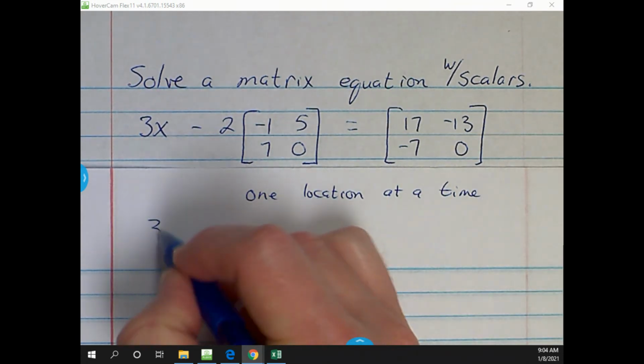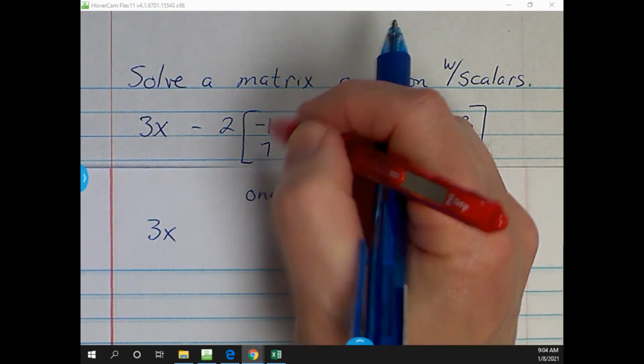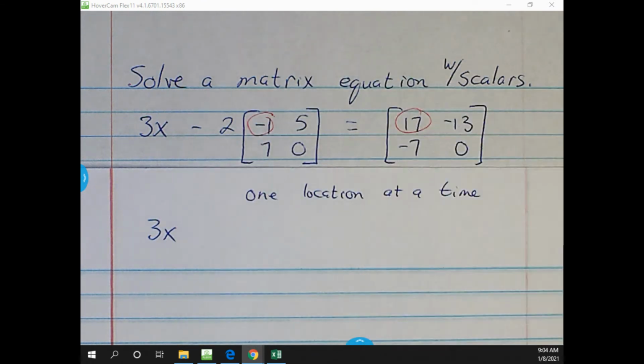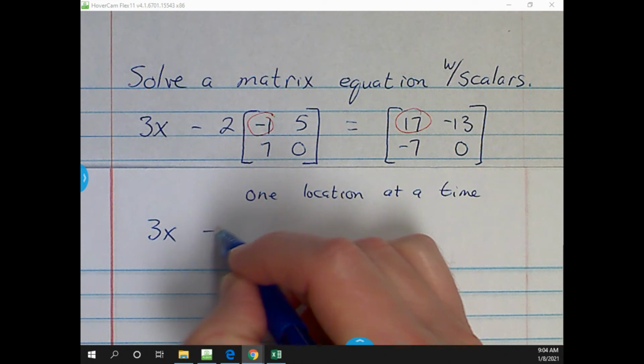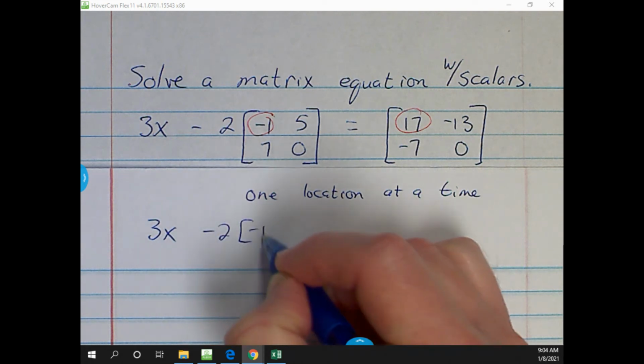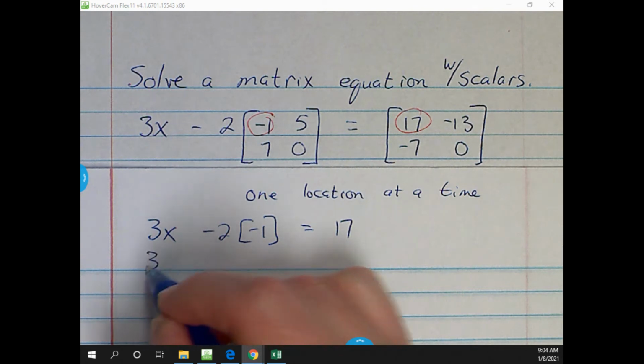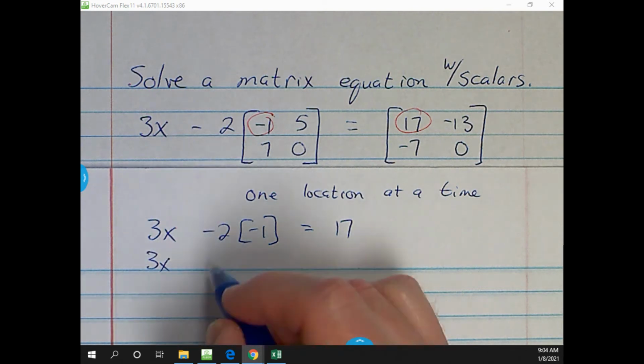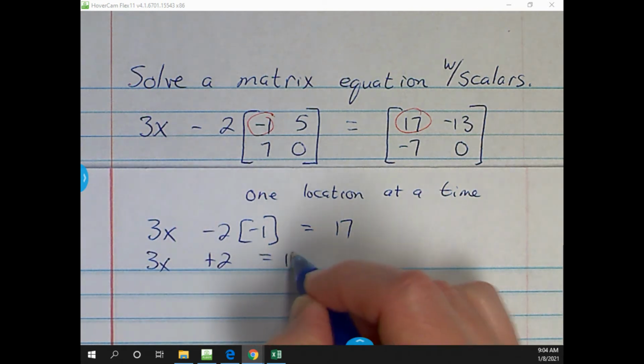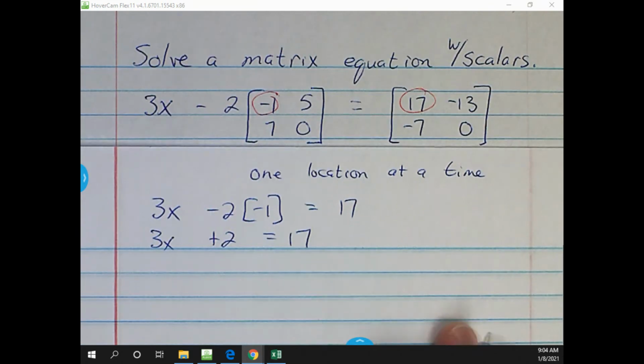So what we'll do is we'll just work with just the first corner that's up here. So it's 3x minus 2 times -1 equals 17. -2 times -1 would be a +2. And then we'll solve that equation.